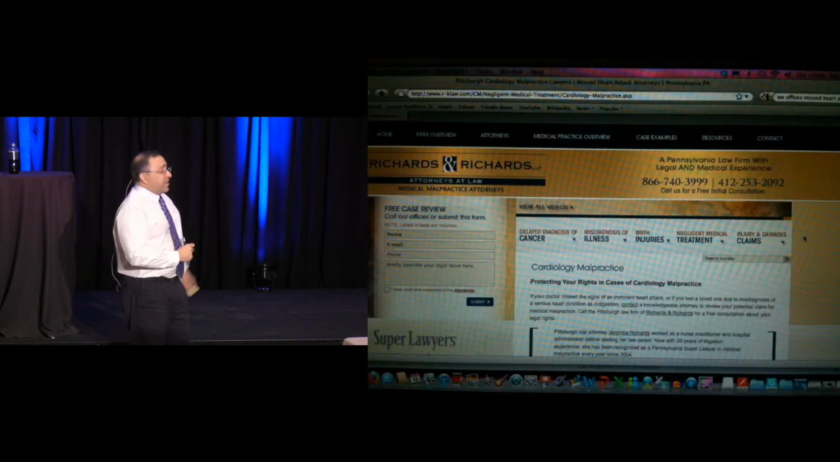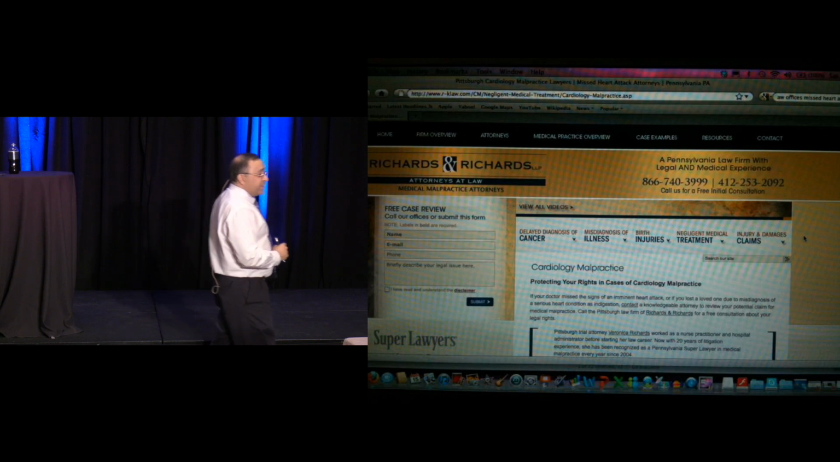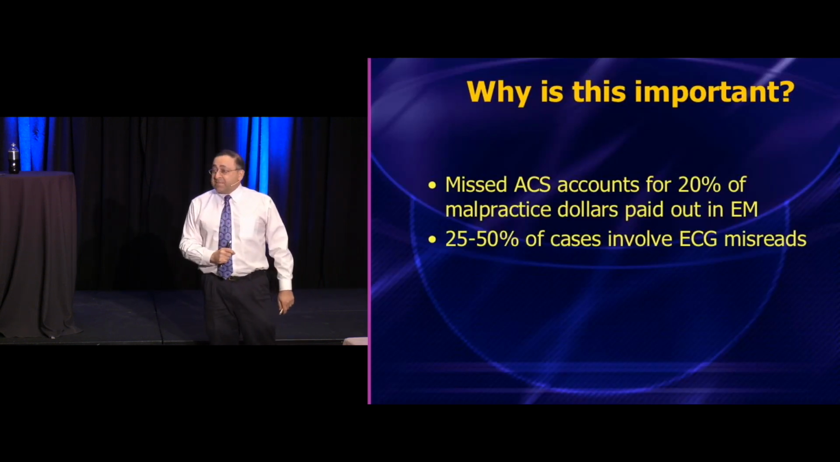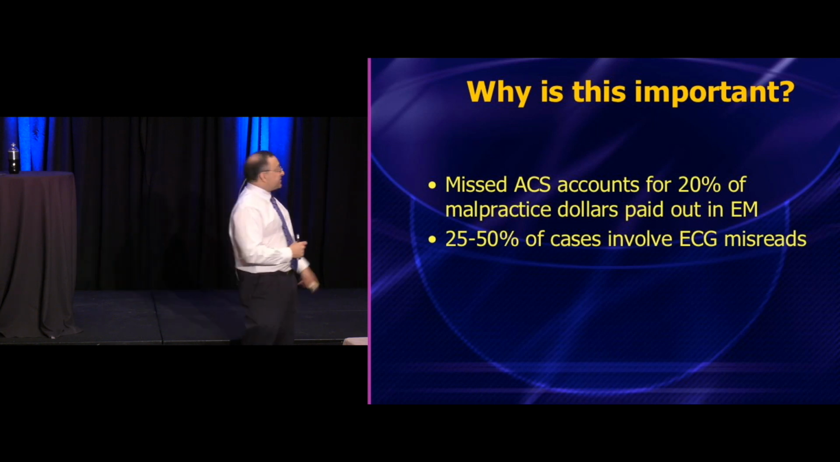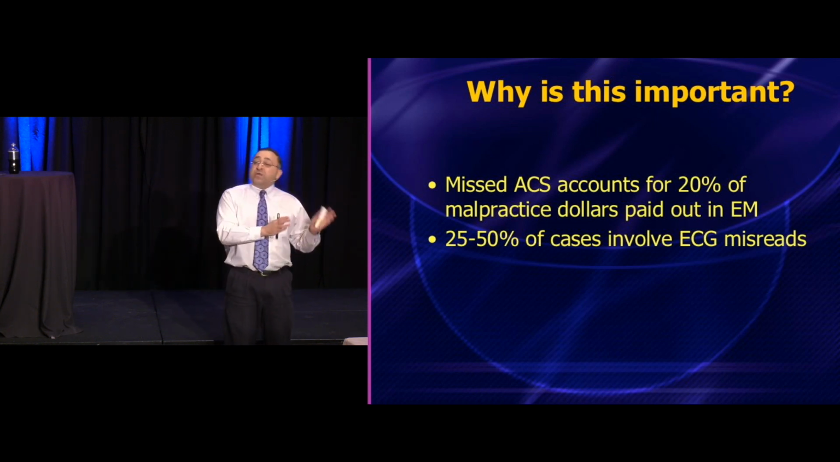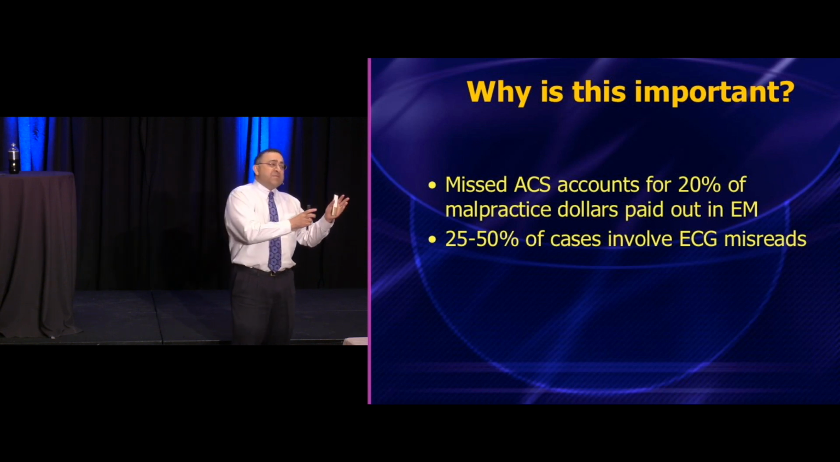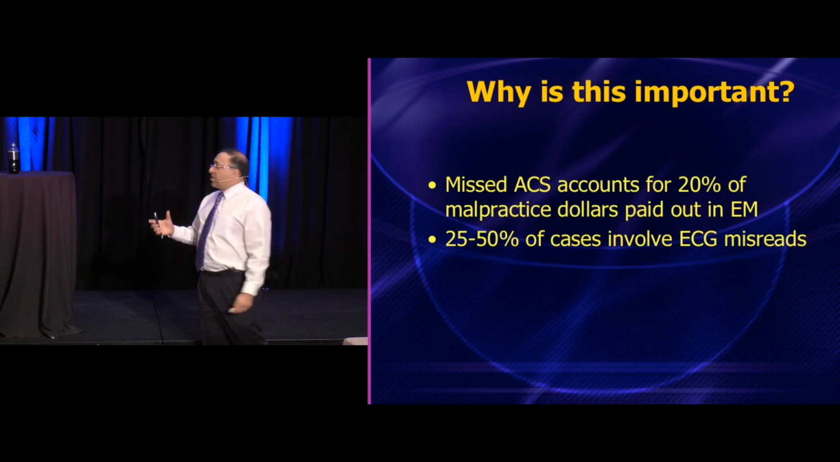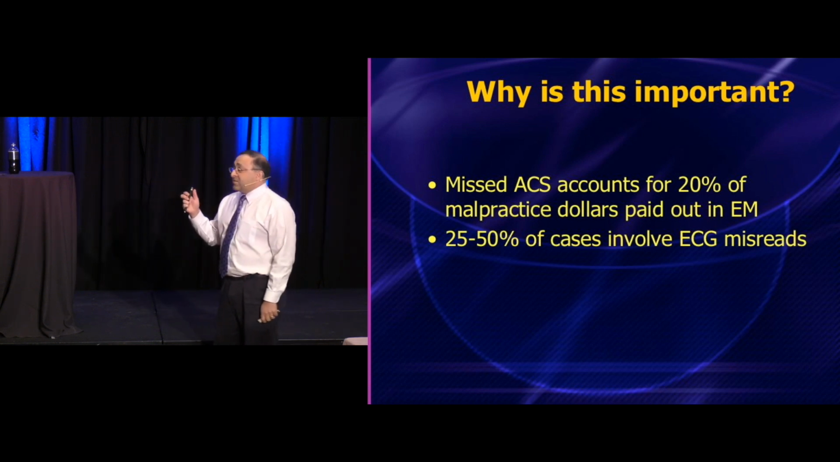In fact, missed ACS accounts for about a third of all the money we pay out. 20 to 30% of all the money we pay out in emergency medicine in malpractice is for missed ACS. In cardiologists, about 44% of all the money they pay out relates to ACS. For them, it's a bit more diagnosis, it's a bit more treatment, and a little bit less diagnosis, but all of us are at high risk. And a lot of these cases come down to misread ECGs.